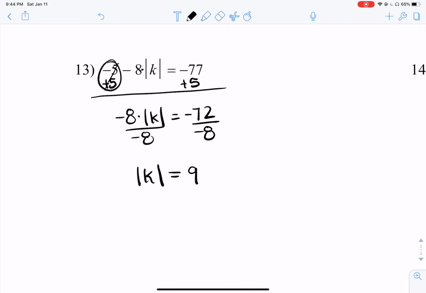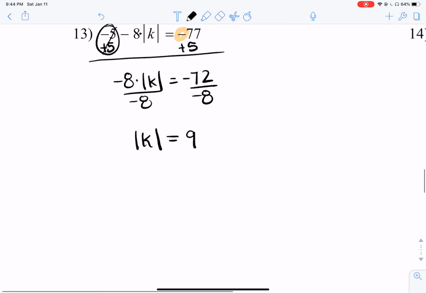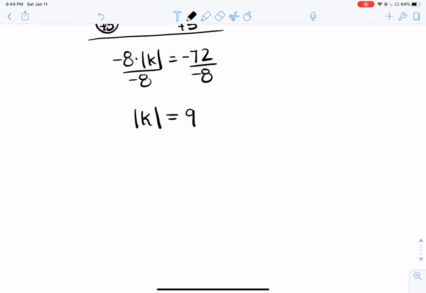I don't have any negative signs. So even though we start off with a negative value, because of the operations that could be performed, we do get a positive value. So thus we can get an answer. And the possible numbers that we can plug inside the absolute value for this k could again be either positive or negative 9.